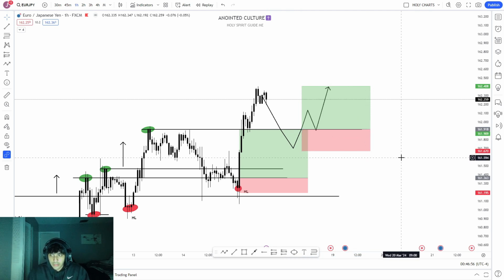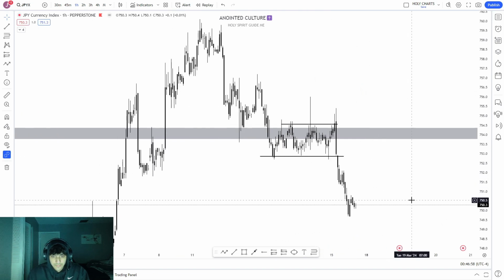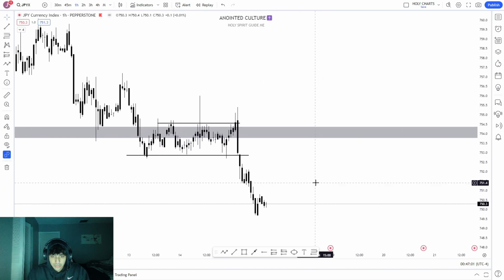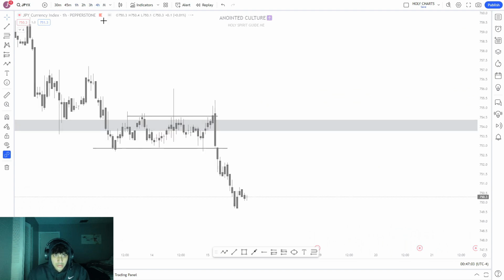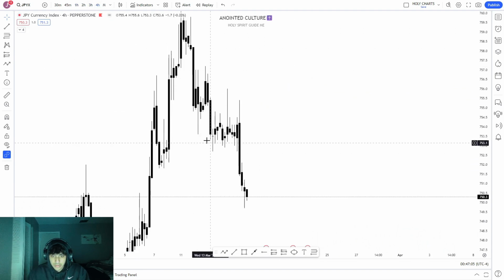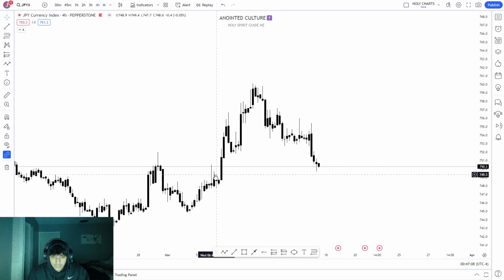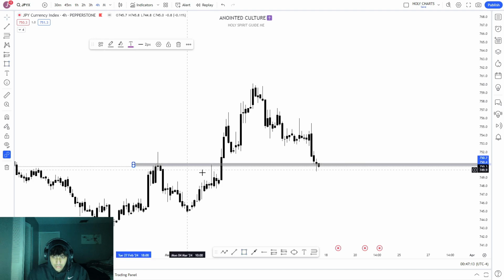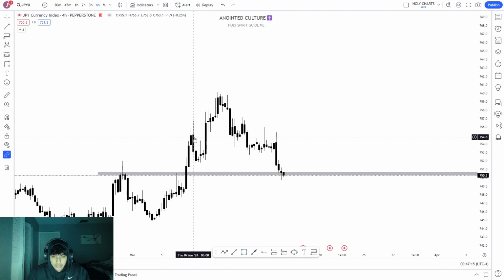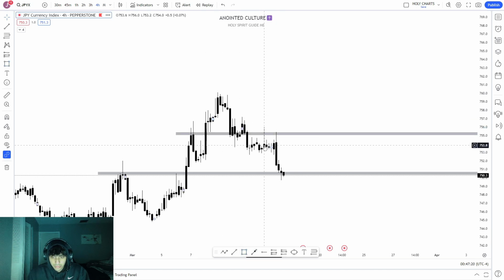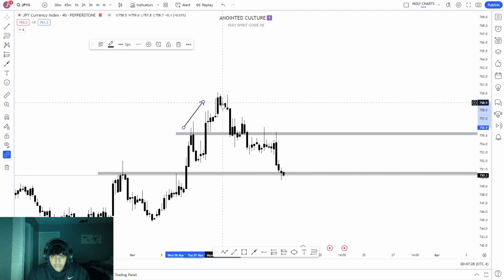And another thing I could use as confluence, if we go to the JPY index, right? Many people were getting faked out on the JPY index, right? Because they saw this high right here. So they marked out this high and they see it's bullish. And price is also bullish above this zone. So what price did last night, price was coming above this zone and people were thinking it's going to buy up to this high, which was not the case.